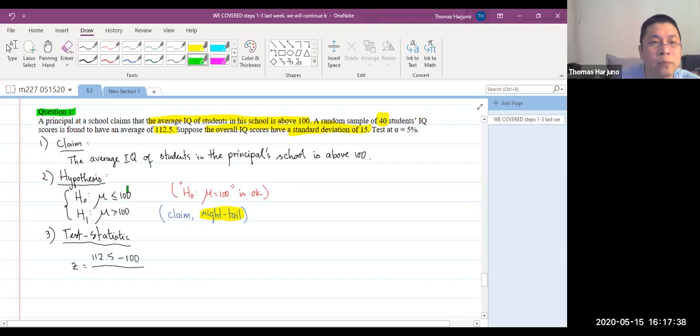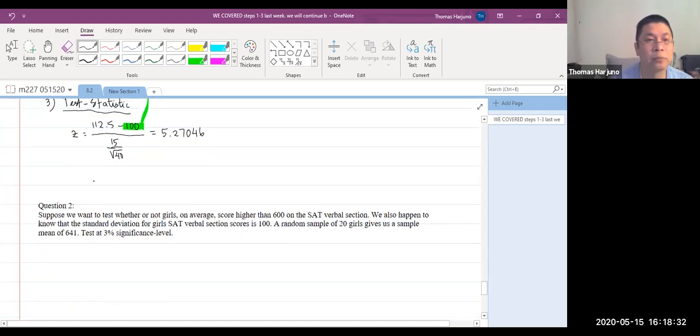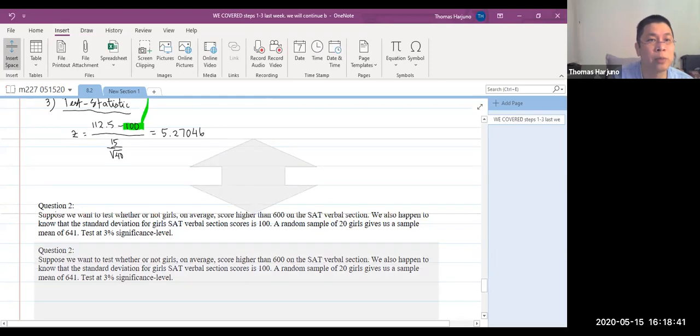Where do I get this 100? I get it from here. Then over the population standard deviation over the square root of the sample size. Now when I use my calculator, I get a very big number, 5.27046. That's the test statistic. Now how about the p-value? Give me a second.